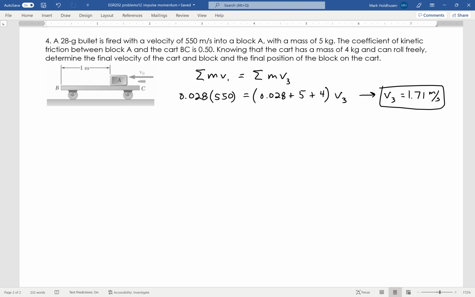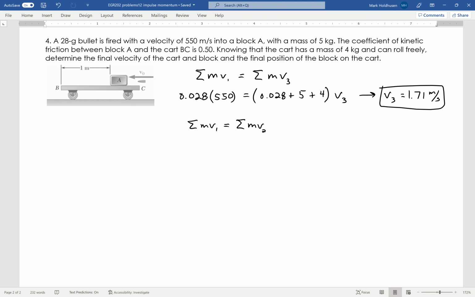Now, to find out how far this slides, I need to break it up. I need to find the velocity of the block and the bullet right after the bullet embeds in it, before it starts sliding. For those two combined, momentum is conserved, because the impulses are all internal. The impulse of the bullet hitting the block is internal to the system. So I can find the velocity of these two before it starts interacting with the cart.